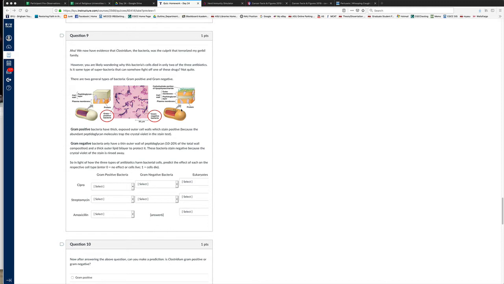A gram-negative bacteria has the same plasma membrane and the peptidoglycan, but it has this outer layer of lipopolysaccharide, which just means lipo means fat, polysaccharide is a sugar. So it's sort of this oily, greasy sugar fat layer on the outside of the cell. And it's named after a guy named Gram, who created the test.